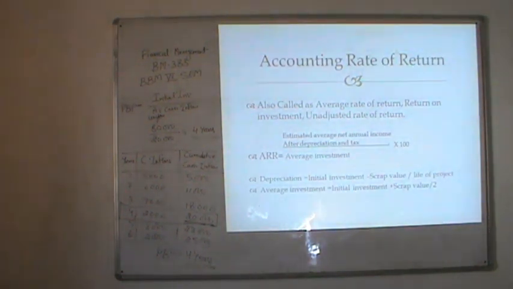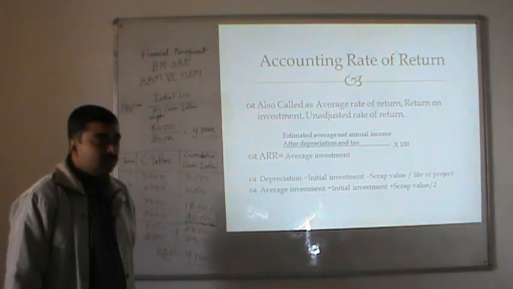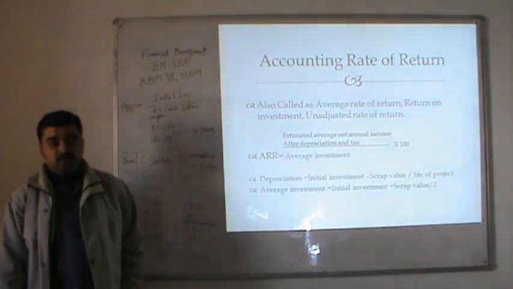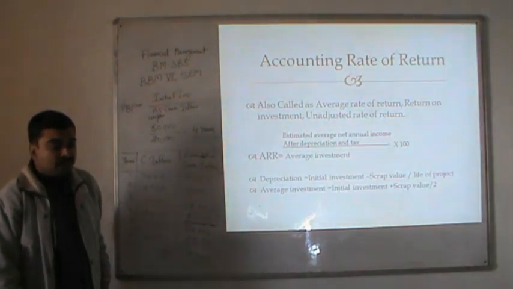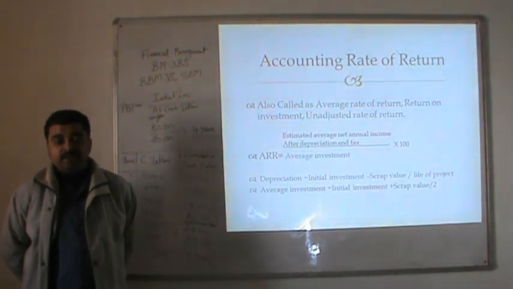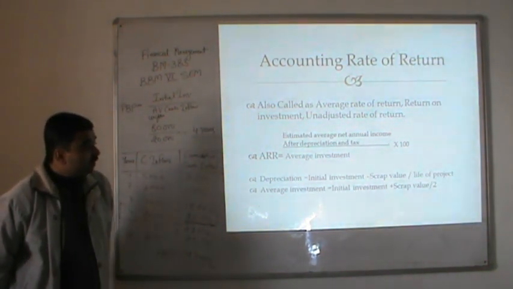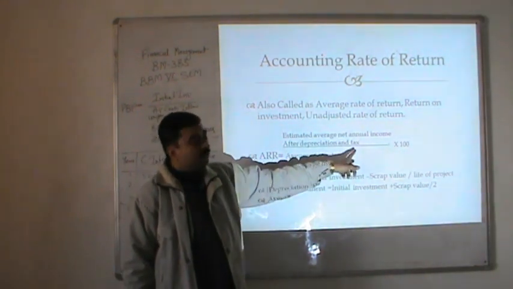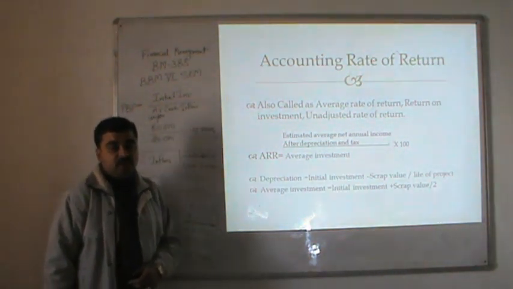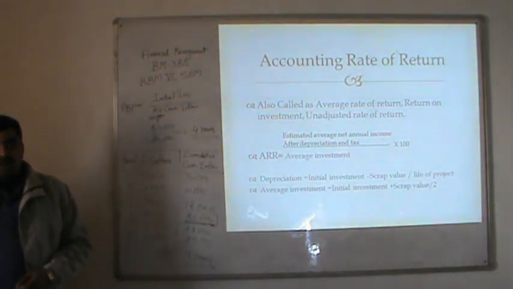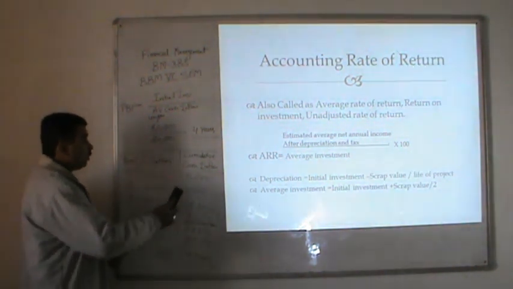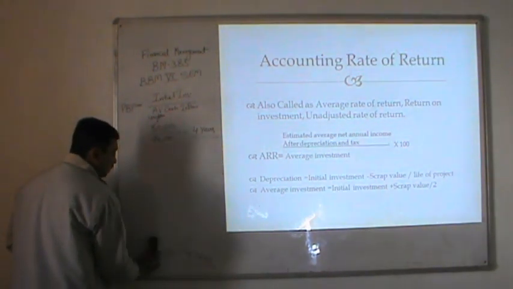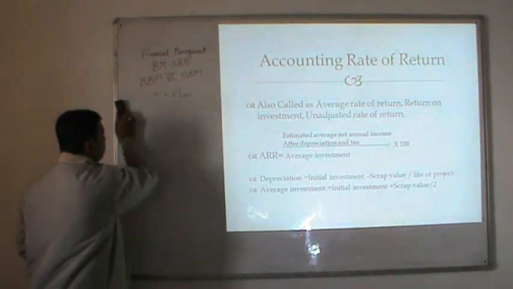The other method which we will be checking today, the second non-discounted method, is the accounting rate of return method. The accounting rate of return is an absolute return method in which we take the average annual cash inflow after depreciation and after tax. This is the only method in which we use both types of cash inflows, after tax and after depreciation.